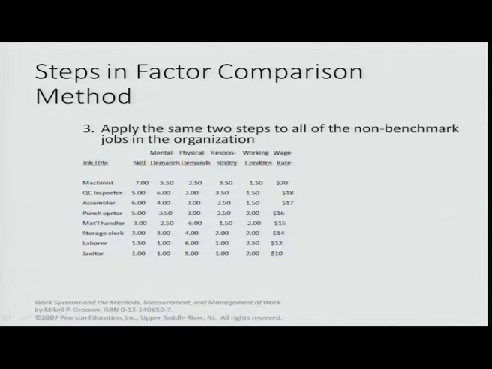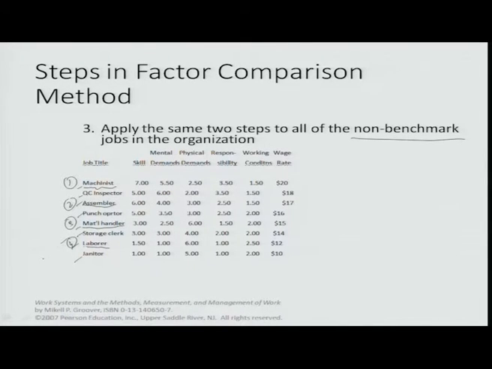For example, there can be machinists, QC inspectors, assemblers, punch operators, material handlers, storage clerks, laborers or janitors, who are responsible for different roles within an organization, and so these are all typically the non-benchmark jobs which you have to compare with those benchmarks. So the benchmarks get embedded here because you have already made a list of such jobs according to the global norm which is available. These four, machinist, assembler, material handler, and labor, are basically provided.